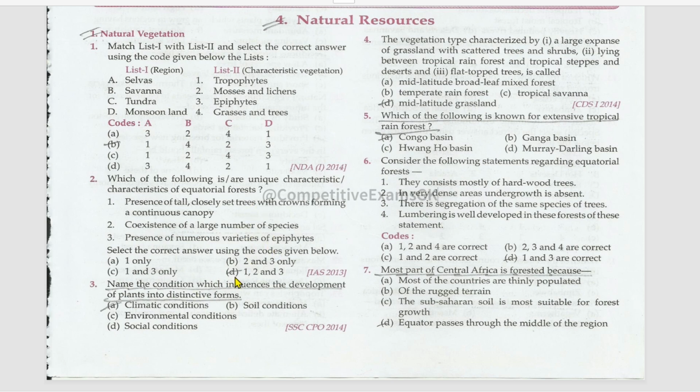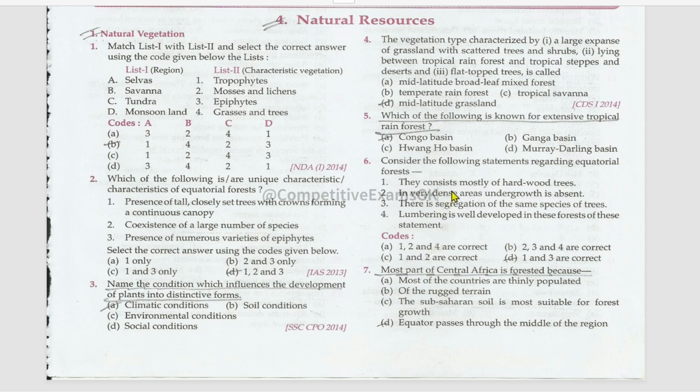Name the condition which influences the development of plants into distinctive forms. So those are climatic conditions. The vegetation type characterized by a large expanse of grassland with scattered trees and shrubs lying between tropical rainforests and tropical steppes and deserts and flat-top trees is called mid-latitude grassland. Which of the following is known for extensive tropical rainforest? Congo Basin.